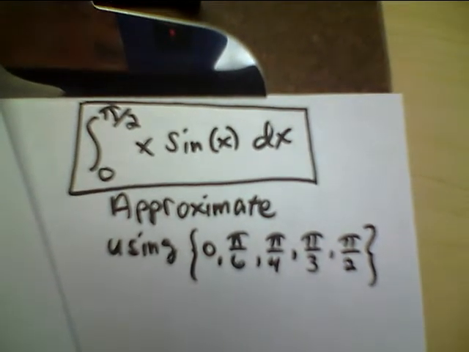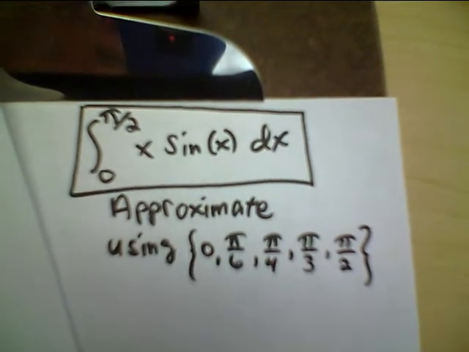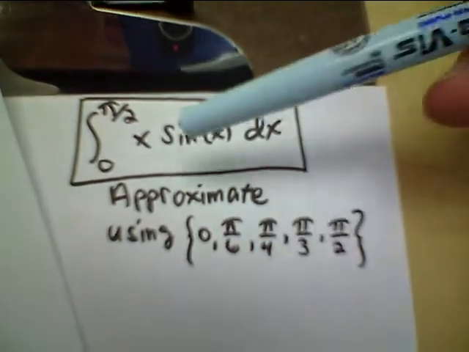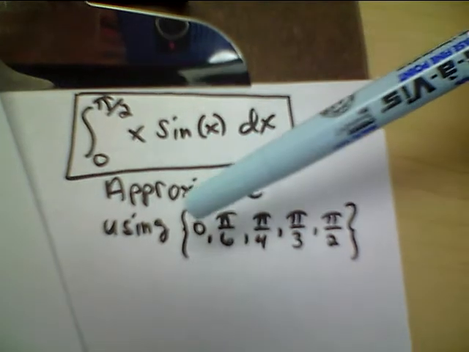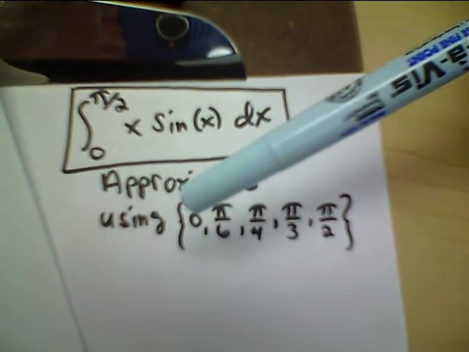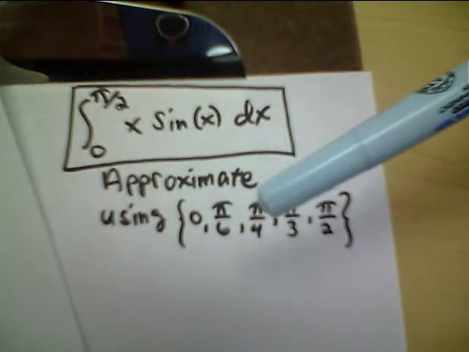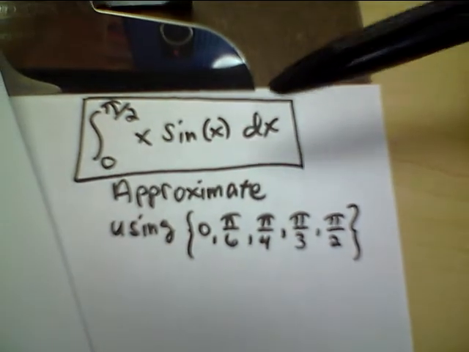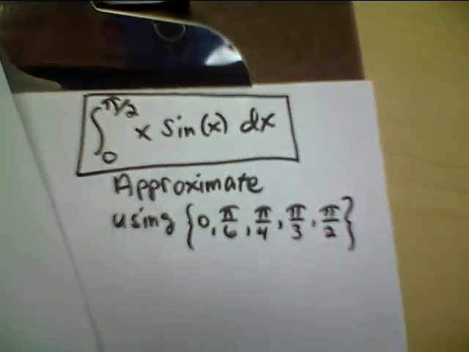Hello, calculus students. In this problem, we're going to approximate the area under the curve x sine x over the interval from 0 to pi over 2 using the following points: 0, pi over 6, pi over 4, pi over 3, pi over 2. So we're going to approximate this integral.